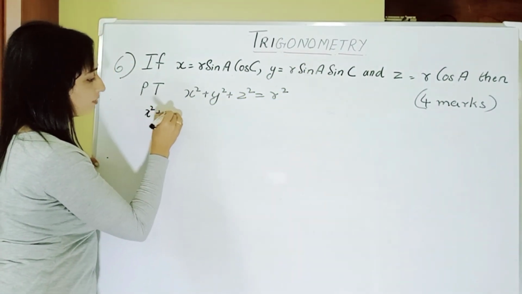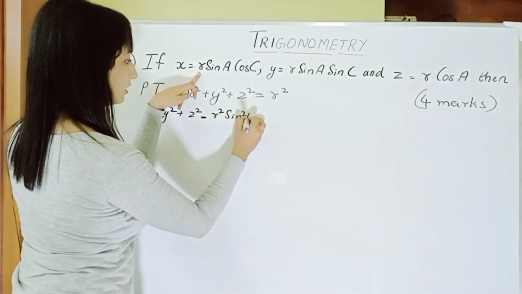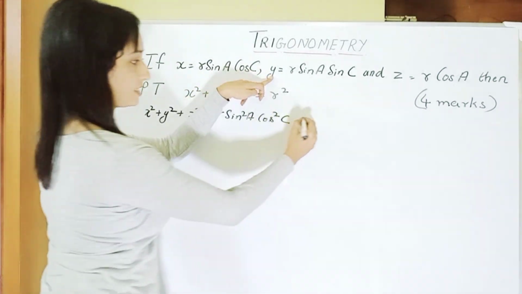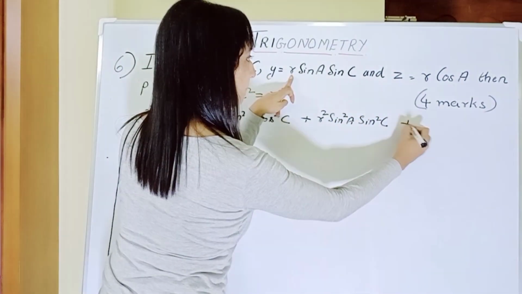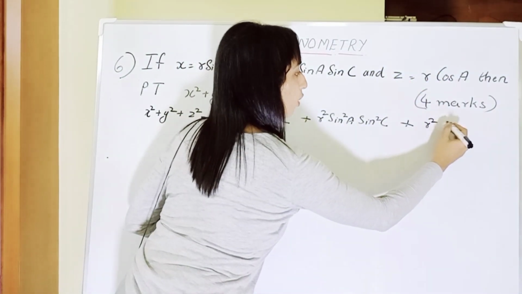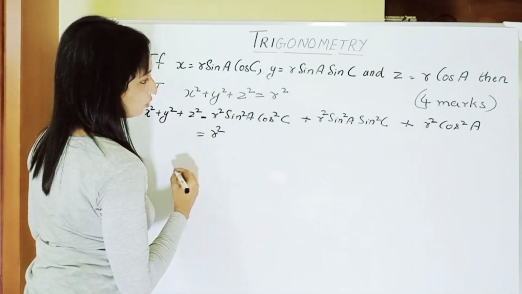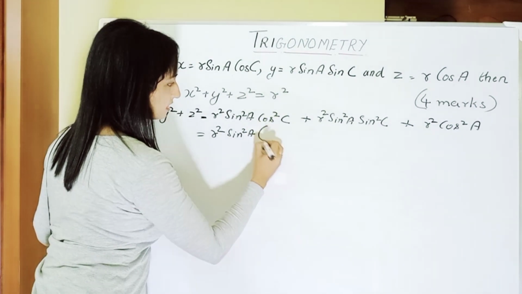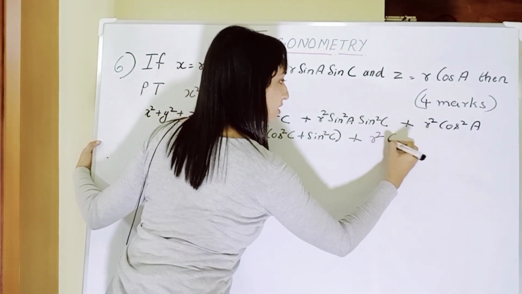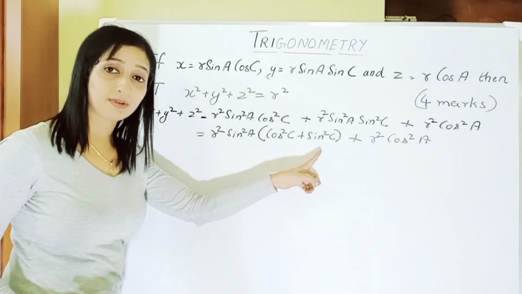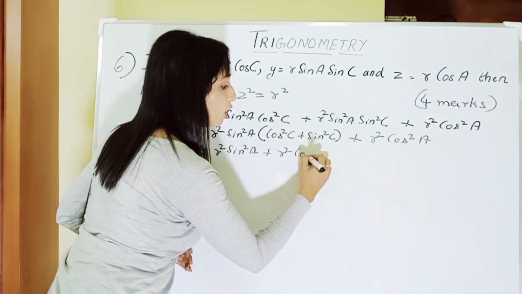So I get x square plus y square plus z square is equal to r square sin square A cos square C plus, now y square will be r square sin square A sin square C plus z square will be r square cos square A. Now from these first two, what can I take common? I can take r square sin square A. So what is inside the bracket? Cos square C plus sin square C plus the remaining is r square cos square A. Now what is cos square C plus sin square C? It's 1. So you get r square sin square A plus r square cos square A.